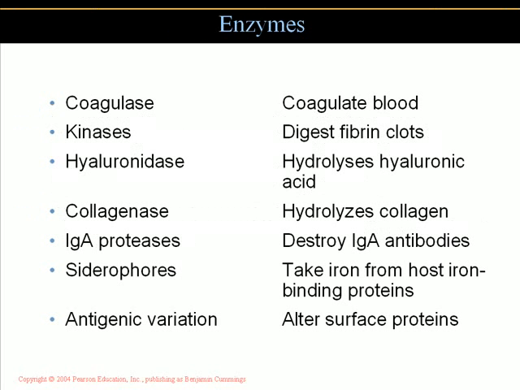Just as a recap, the enzymes coagulases, kinase, hyaluronidase, collagenases, and IgA proteases are all types of enzymes that will go to destroy our primary defense systems. Siderophores and antigenic variations alter the surface protein, and siderophores take iron from host iron binding proteins. Remember, our system demands iron to be able to carry oxygen. We have to have iron in our red blood cells to be able to carry oxygen. So if you take iron from the host iron binding proteins, our oxygen carrying capacity drops significantly, compromises the immune system, compromises the whole host system, and leads to further infections.